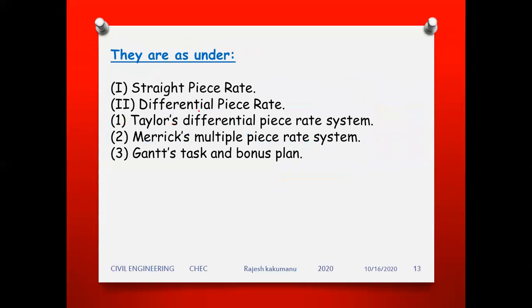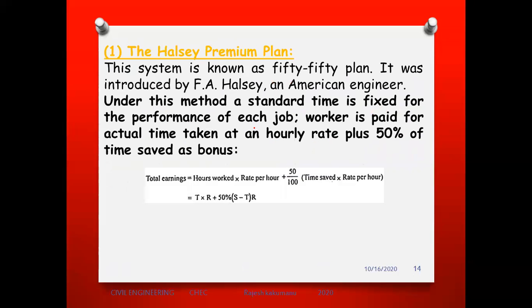In this piece rate system you have other methods like straight piece rate and differential piece rate. Differential means you have some fluctuations in the piece rate. Other philosophers have given Taylor's differential piece rate system, Merrick multiple piece rate system, and Gantt task and bonus plan. Taylor's differential piece rate system is mostly used, which we will discuss later.